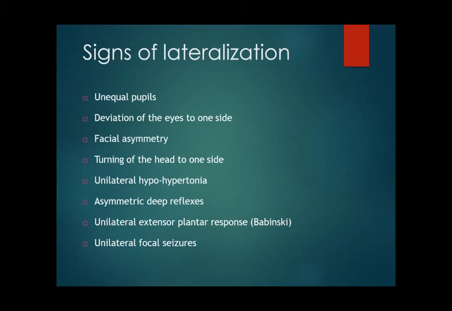Now turning of the head to one side may indicate probable seizures. Unilateral hypo or hypertonia again will indicate a unilateral lesion, either a mass lesion or a vascular lesion. Deep tendon reflexes asymmetry: one side is normal or diminished, the other is hyper, again indicating some unilateral lesion, maybe in the brainstem, maybe in the supratentorial compartment. Unilateral extensor plantar response may indicate a unilateral cortical or brainstem lesion. And unilateral focal seizures again signify a unilateral cortical lesion.